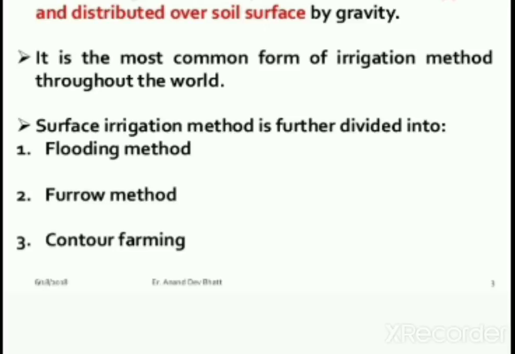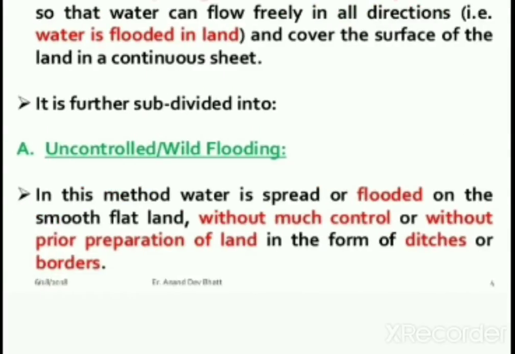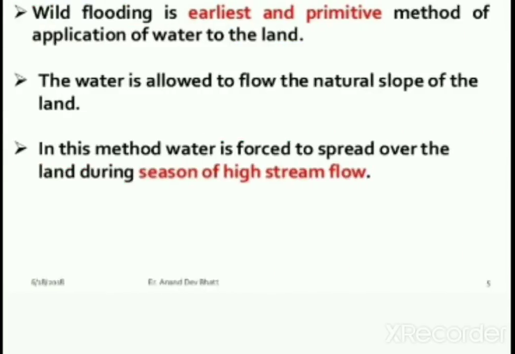Surface irrigation method is further divided into flooding method, furrow method, and contour farming. It consists of opening a water channel in a plot or field so that water can flow freely in all directions. Water floods the land and covers the surface in a continuous sheet. It is further subdivided into uncontrolled wild flooding. In this method, water is spread or flooded on the land without much control or prior preparation of the land in the form of ditches or borders.